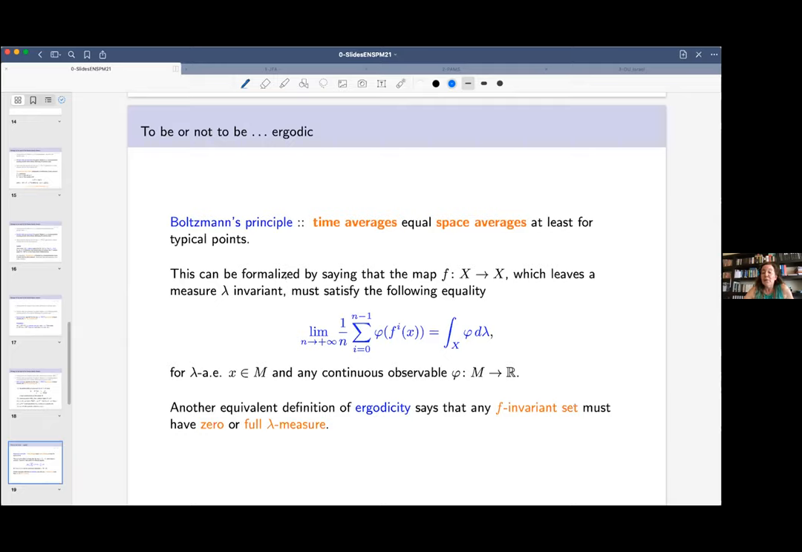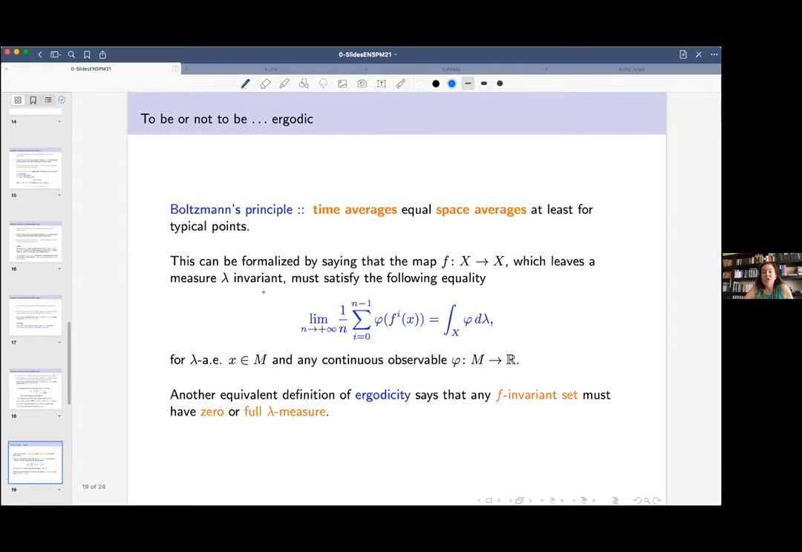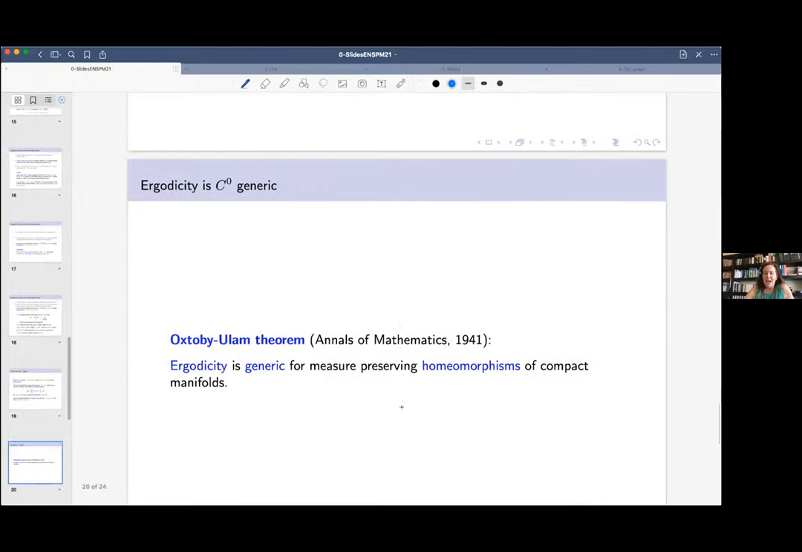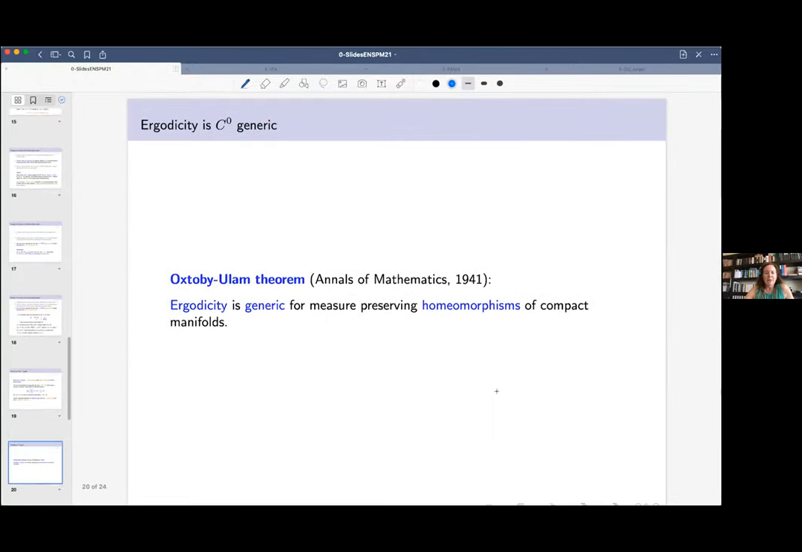This can be formalized by saying that the map which leaves a measure invariant must satisfy the following equality, at least for typical points. Another equivalent definition of ergodicity says that any f-invariant set must have zero or full Lebesgue measure. It is a really important result in dynamical systems, the Oxtoby-Ulam theorem, proved in the 40s, which says that ergodicity is generic among measure-preserving homeomorphisms.